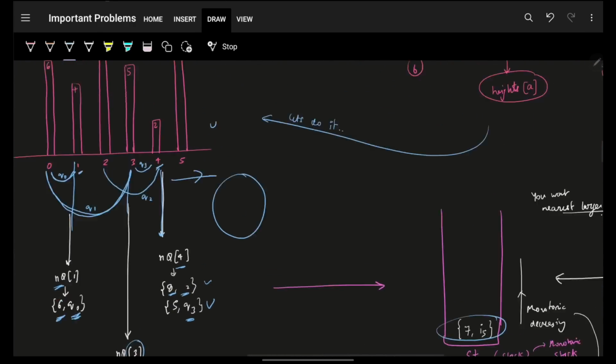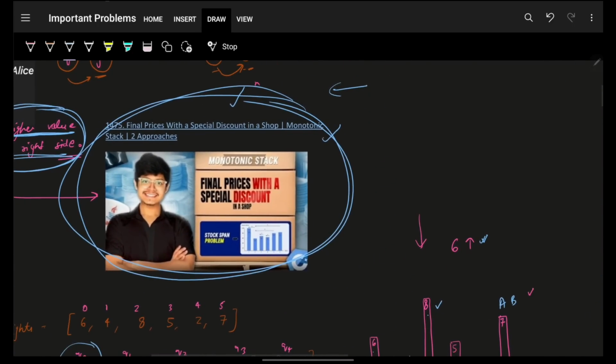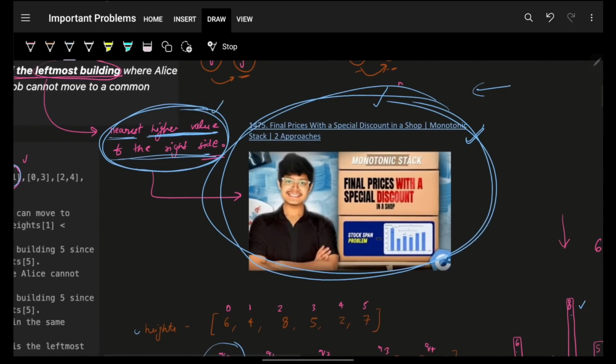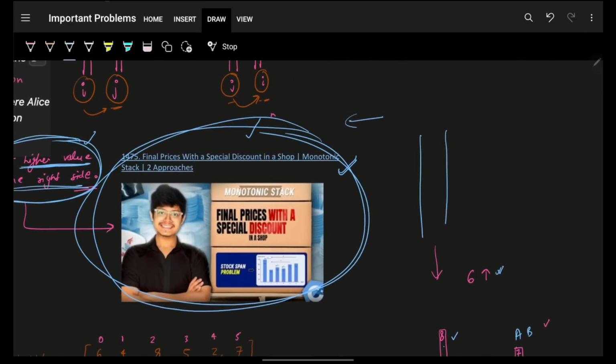Now you might say, Aryan, okay, if you simply pushed it into your stack, you mentioned that it is monotonic, and in the last video you also told us that figuring out monotonic is one thing, but figuring out if it is monotonic increasing or decreasing is actually another challenging task. So how will I do it?